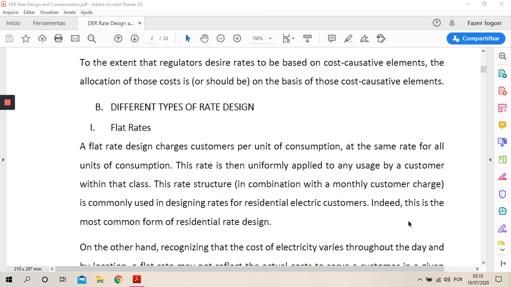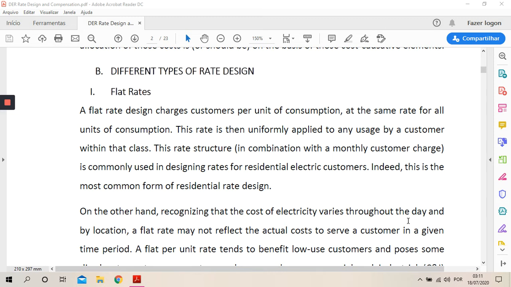To the extent that the regulators desire rates to be based on cost causative elements, the allocation of those costs is, or should be, on the basis of those cost causative elements.